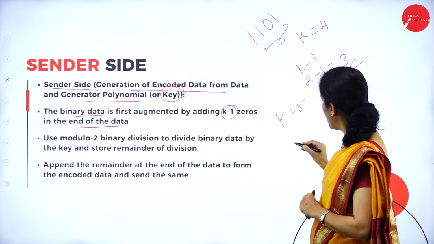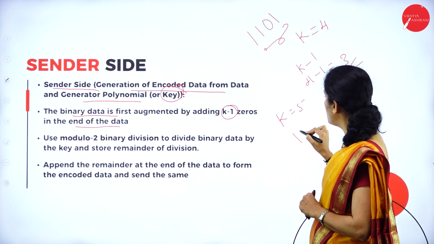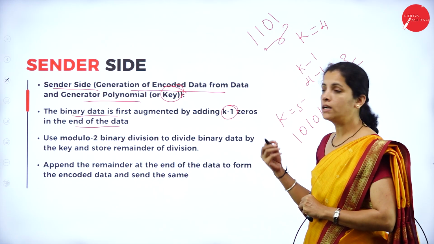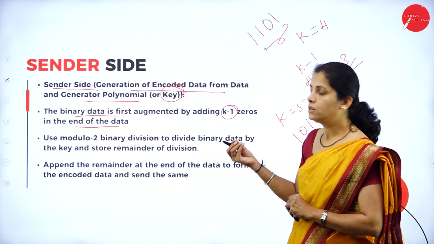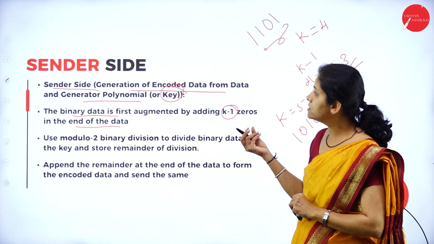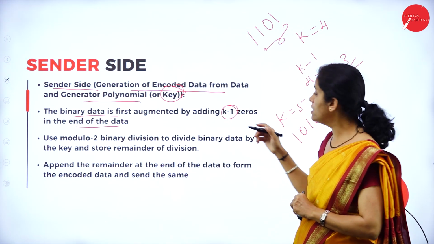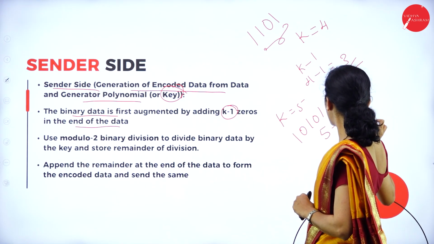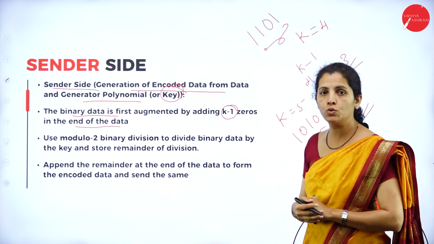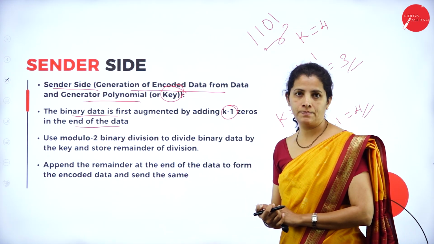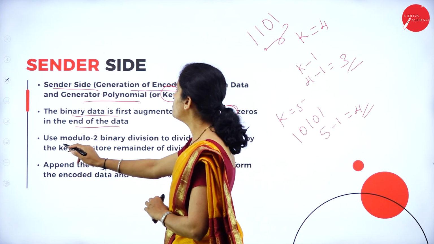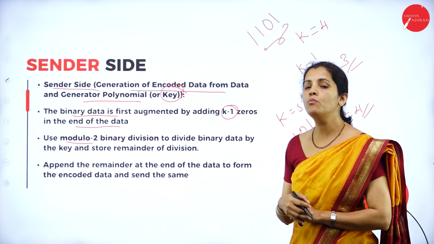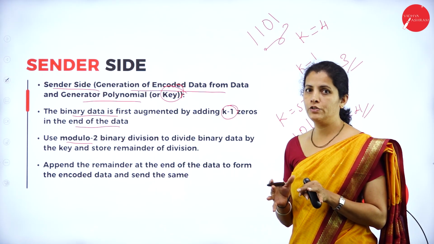Another situation: my k is 5. Now, think that I have the data bits 1, 0, 1, 0, 1. Now, what is the augmented data I want to add, or what is the CRC I want to add here? That is 5 minus 1, it is 4. I want to add 4 more bits to my data bits. Then I am going to perform modulo 2 binary division.